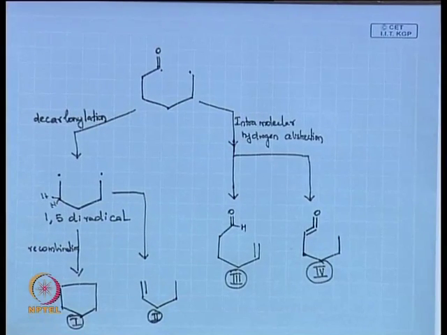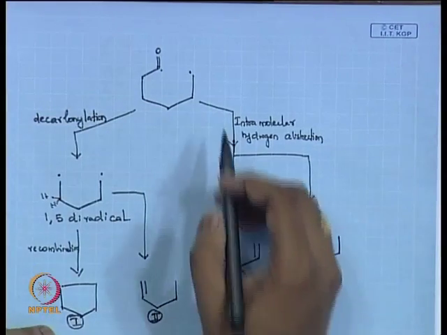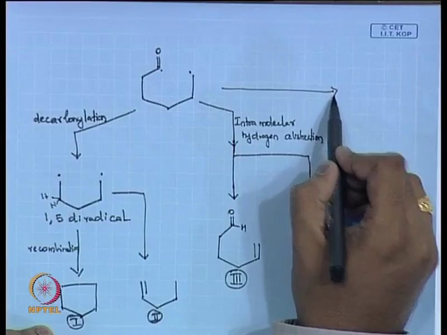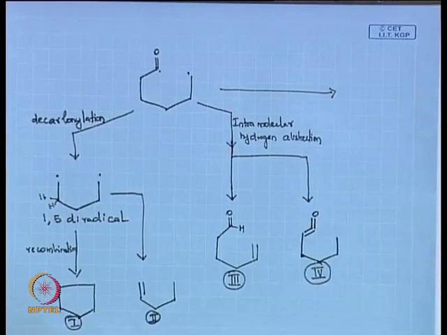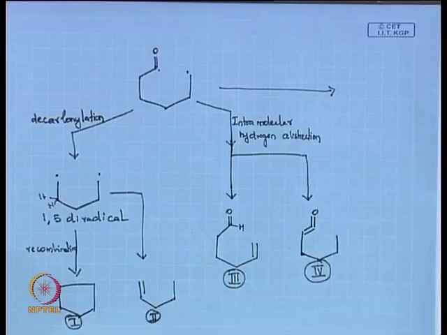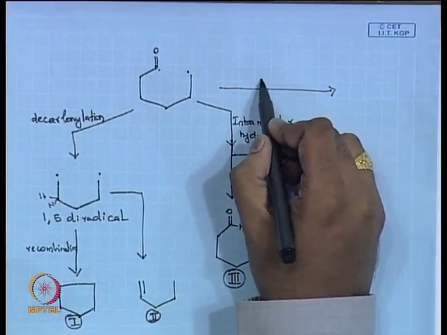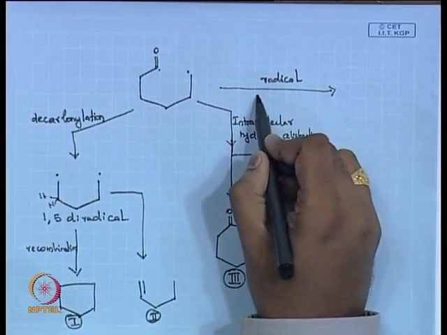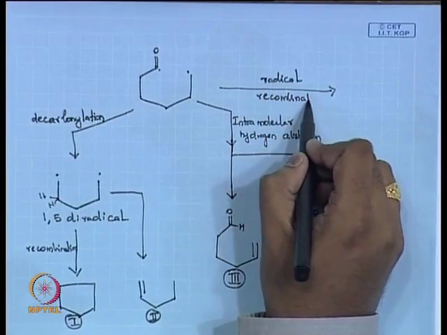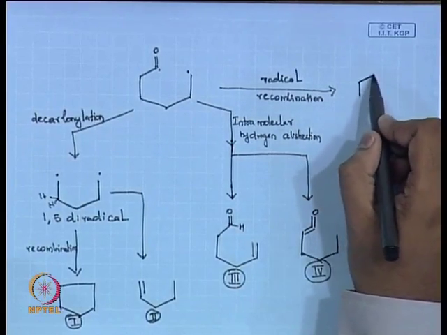And this acyl and alkyl radical system does one more very important reaction. Any idea what it can do? One, it does decarbonylation, which you have studied. Another is intramolecular hydrogen abstraction, where the acyl radical can take a hydrogen or your alkyl radical can take a hydrogen. So, you get two products. Then, it undergoes very good radical recombination at this stage itself to give back my starting material.